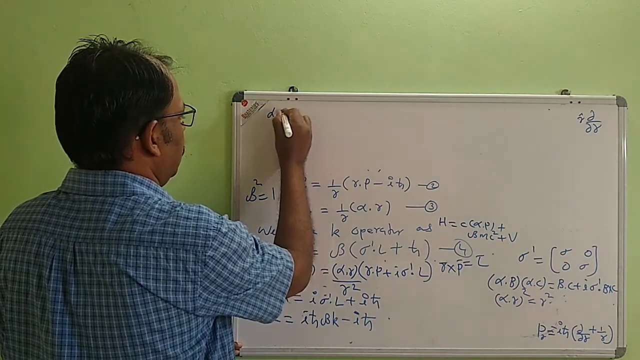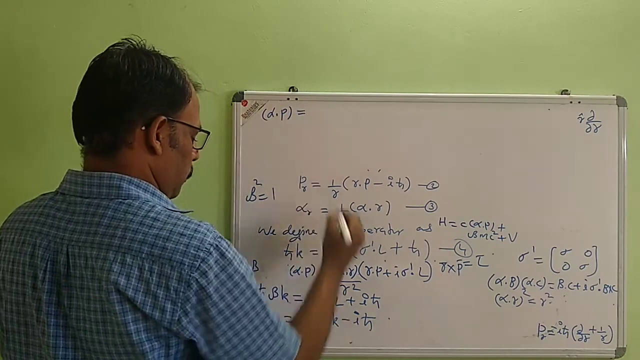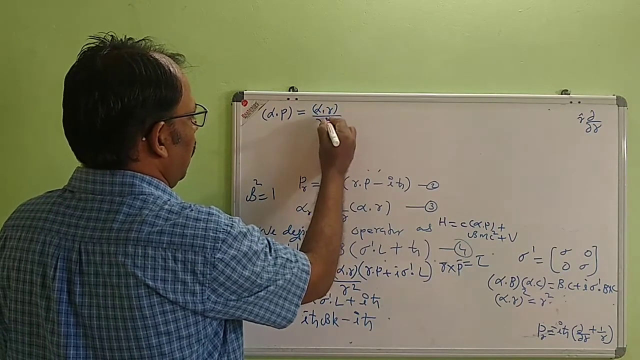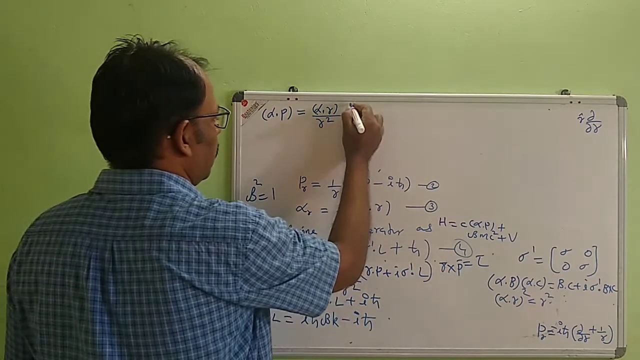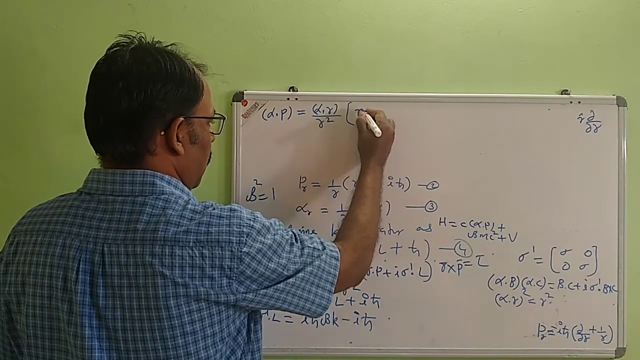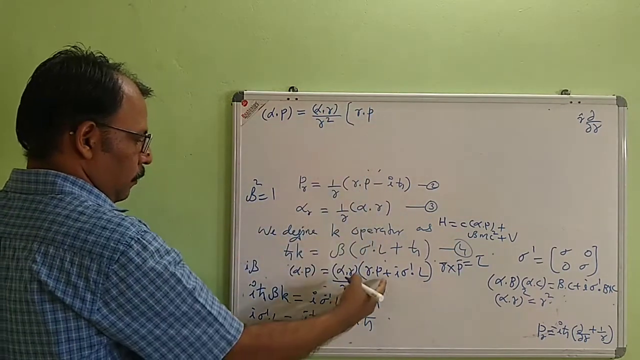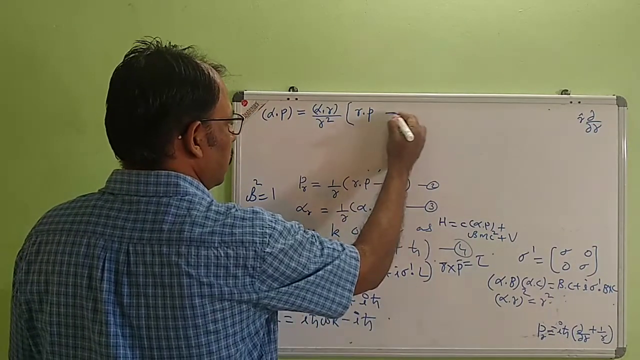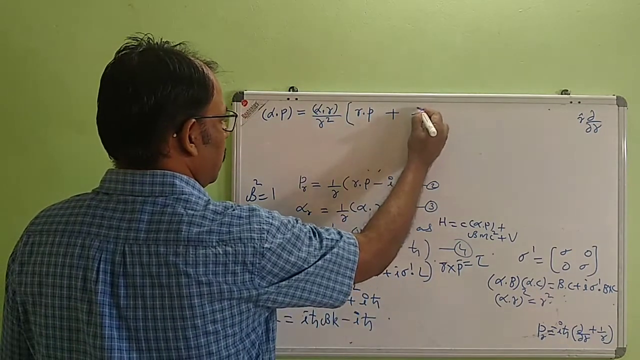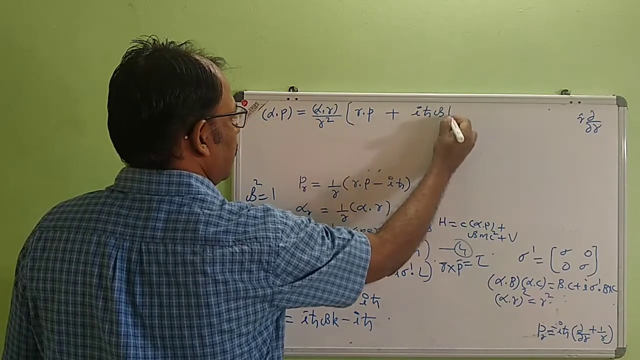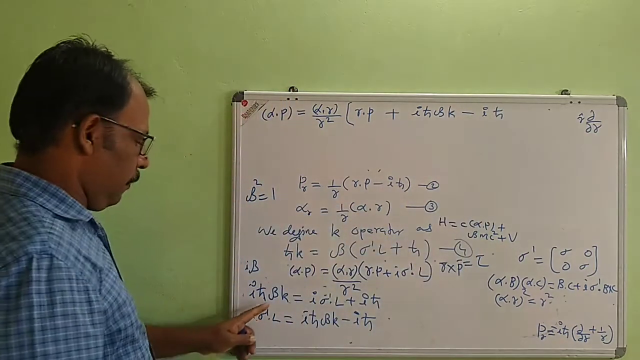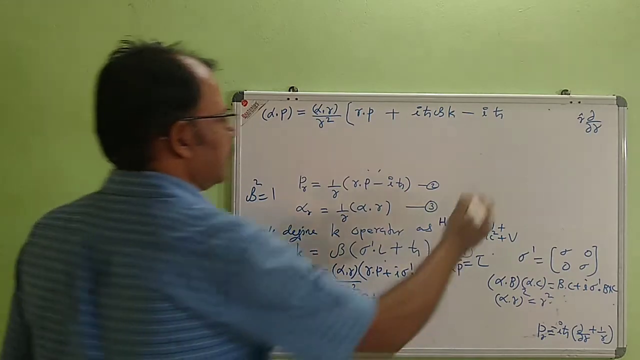Alpha dot P equal to alpha dot r by r square, alpha dot r by r square into r dot p, plus i sigma prime dot L. i sigma prime dot L is i h bar beta k minus i h bar. i h bar beta k minus i h bar.